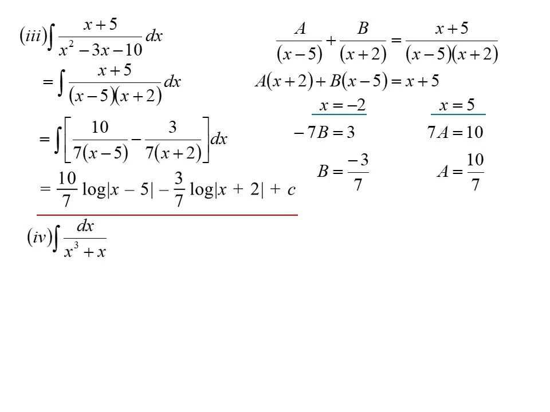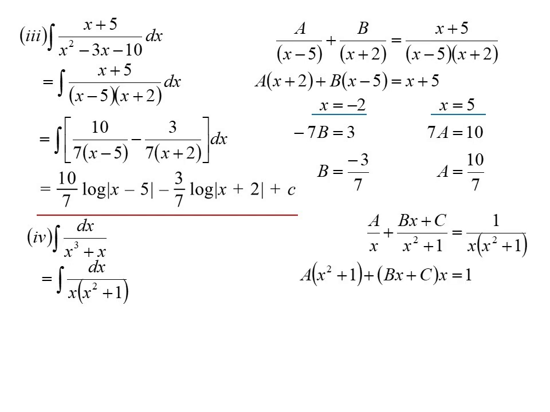Dx on x cubed plus x. Ooh, well x squared plus 1 won't factorise. So our fractions this time, we have a on x, so there's a linear denominator, but the next one's going to have a quadratic. That means on the top we get bx plus c. Let's work out what a, b and c are in this case. Well, the first one I'm going to do is I'm going to make x equals 0. Because if I make x equals 0, the bx plus c goes away. I can work out a.